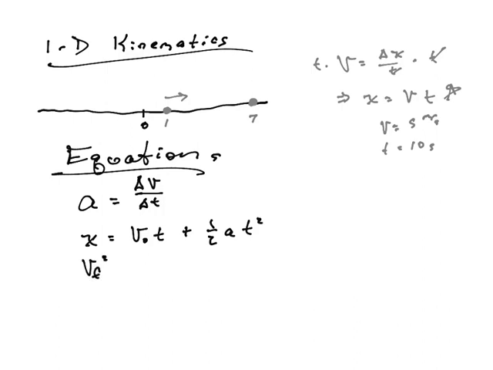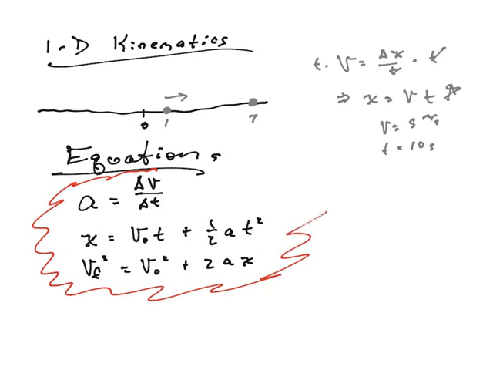Vf squared, the final velocity of an object squared, is v naught squared, the initial velocity of the object squared, plus 2 times the acceleration times the distance traveled. And now we have our three big kinematics equations. What you're going to find is every single problem I give you in kinematics can be solved using one or more of these equations. You won't need any other equation, just these. And you can solve every one.